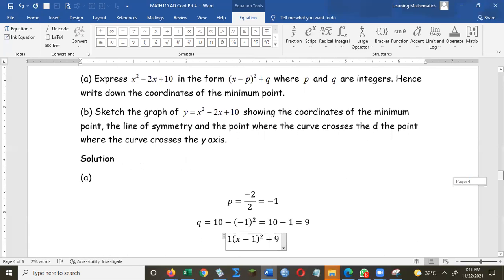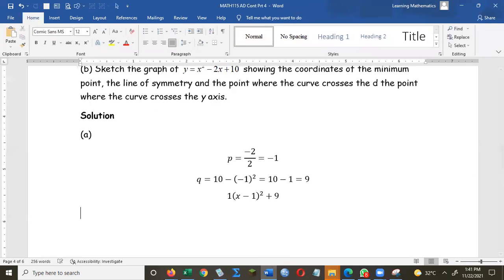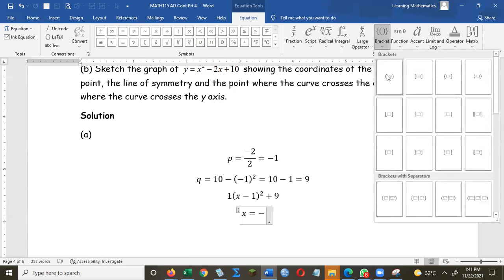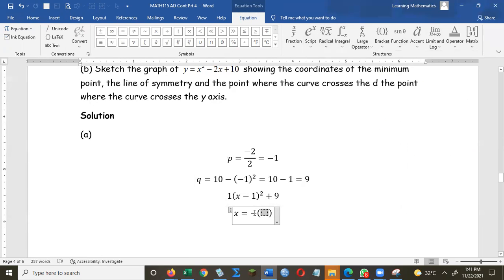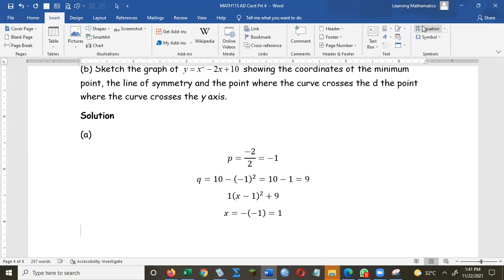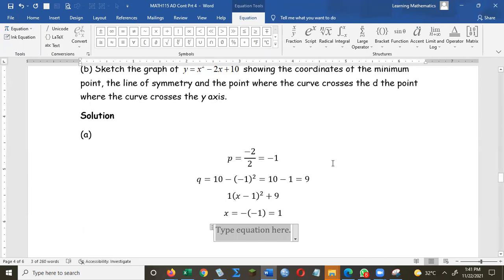Hence, write down the coordinates of the minimum point. The x coordinate: what do we say the x coordinate is again? X is equal to minus p. You have to remember that. Please repeat that a couple of times. X is always minus p, or in other words, change the sign of p. To get the x coordinate, change the sign of p, which is 1. And the y coordinate is whatever q is.